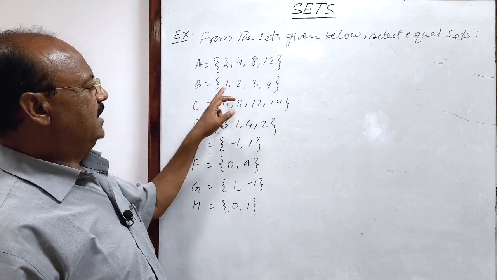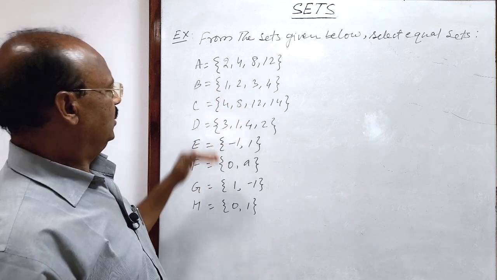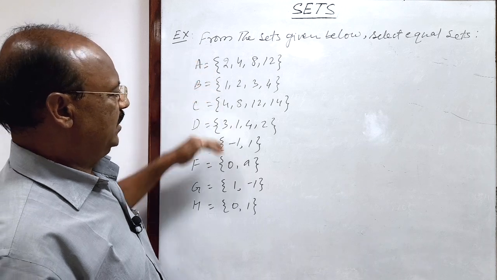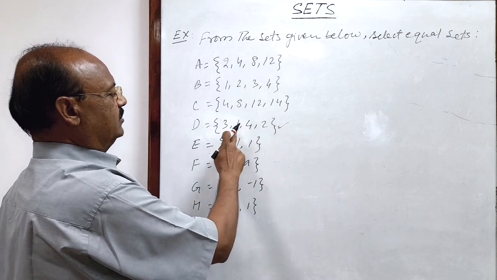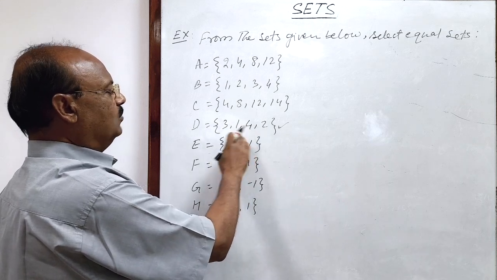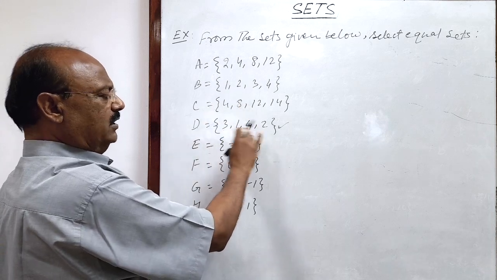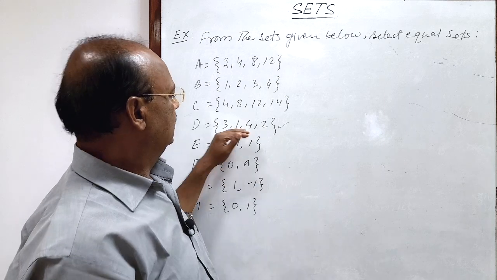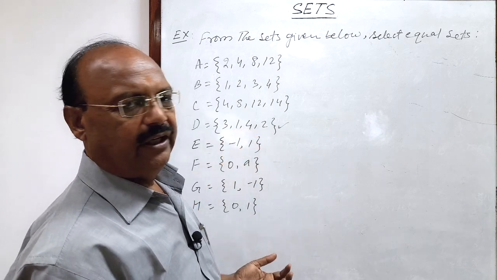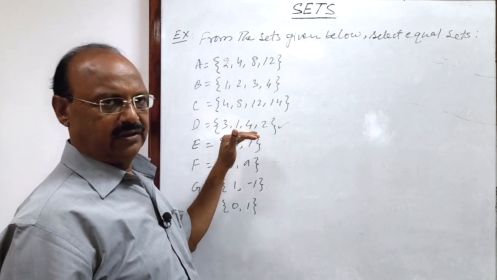Set B has elements 1, 2, 3, 4. You see which set has elements 1, 2, 3, 4. This set D has these elements 1, 2, 3, 4. Of course, they are in a different order compared to set B, but in any set, the arrangement of members is not different if the order is different. So order does not matter in any set.